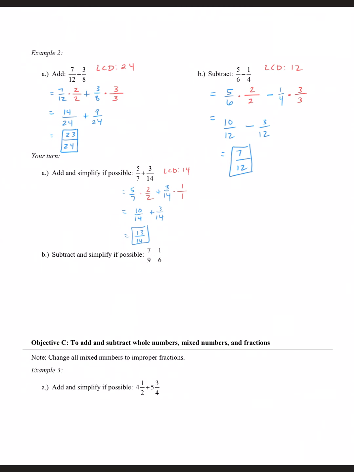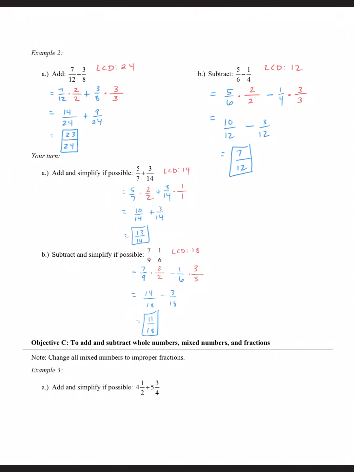So we take 5/7 and we have to multiply it by 2 over 2 because 7 times 2 is 14. And we add it to 3/14 times, I just put 1 over 1 here to keep the process consistent, but you would not have to do this because we already have the denominator we are looking for. 5 times 2 is 10 over 14, plus 3 times 1 is 3 over 14, 10 plus 3 is 13 over 14. Okay, now go ahead and finish letter B.